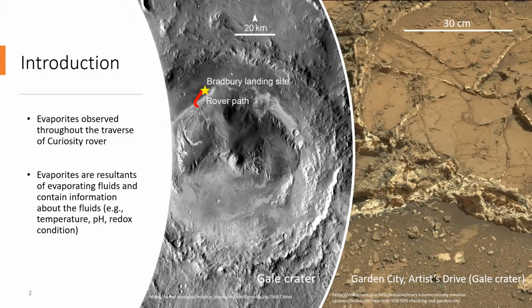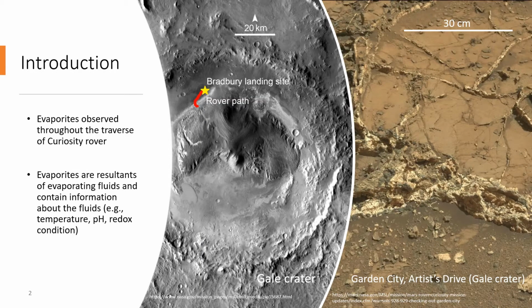its right side, you can see an example of the calcium sulfate veins that the Curiosity rover sampled in Gale crater. Evaporites form as a result of evaporating fluids and often end up storing information like temperature, pH, redox condition, and these are the properties that we want to know about Mars fluids, but we can't directly sample those, so evaporites are our next best options.